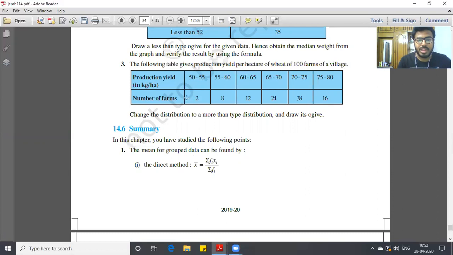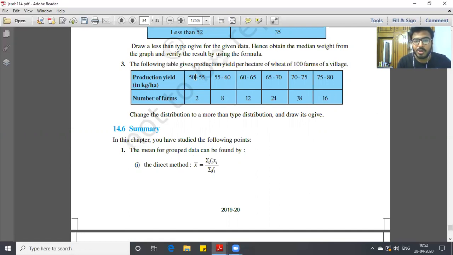Now look at these numbers of farms. Everyone here is at 50 kg per hectare or more, right? So more than 50 means what? This total is what? More than 50. We have to find out the more than type distribution and draw it. So in more than type, which limits do we have to take? Lower limits. So we are going to take the lower limits, and we will make more than 50, and so on.